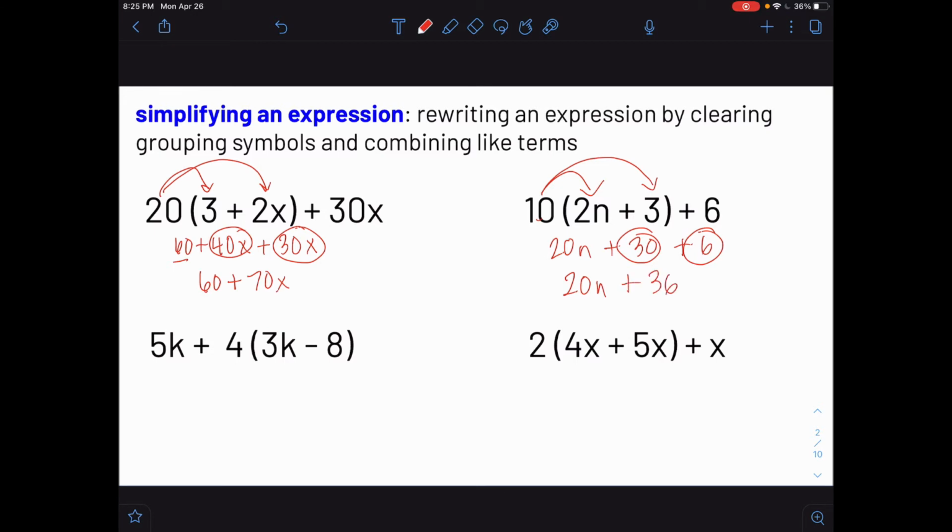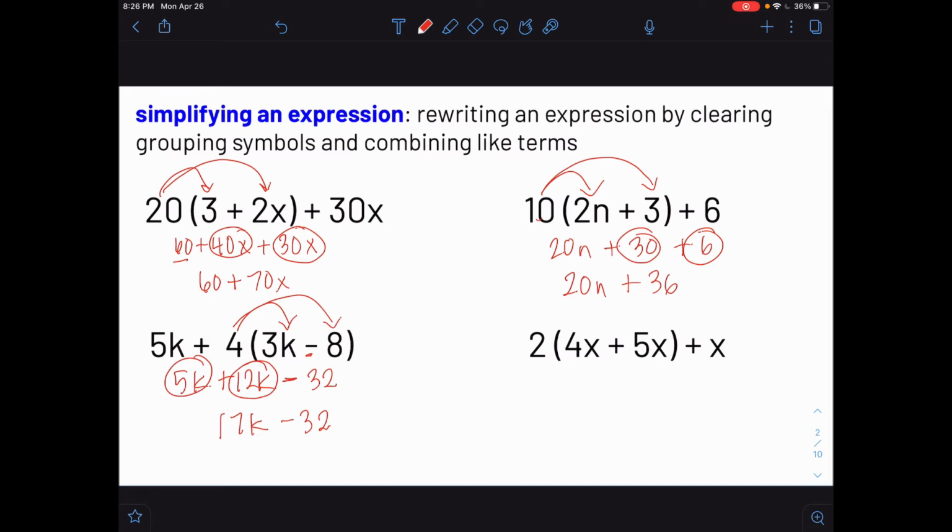On this third one, I have a 4 outside the parentheses, so I need to distribute that multiplication among both terms inside the parentheses. So I have 12k, and since it's subtraction, I need to keep it subtraction here. 4 times 8 is 32. And then I have 5k outside of the parentheses. So I see that I have two like variable terms, keeping them in the same order. I have 17k minus 32.